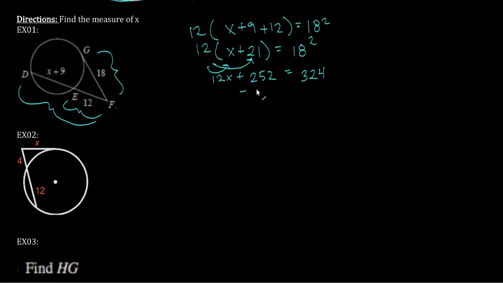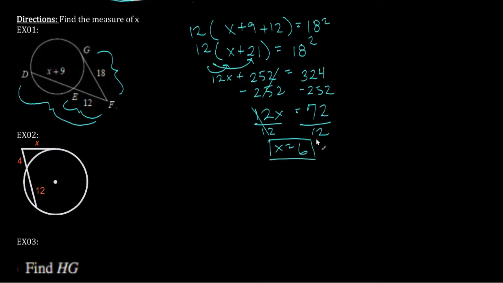Linear should be easy. Let's subtract. So minus 252 will give me 72 equals 12x. All we have to do is divide here, which that's pretty easy. That's just 6, I believe. Yeah, 6. X equals 6. So it just wants x, so I just found x.